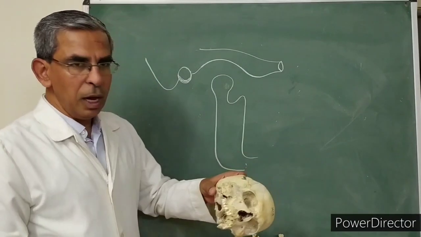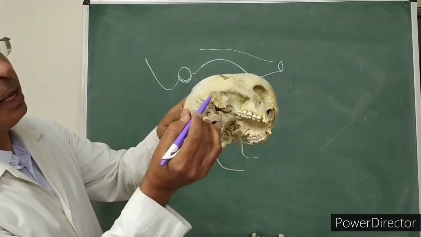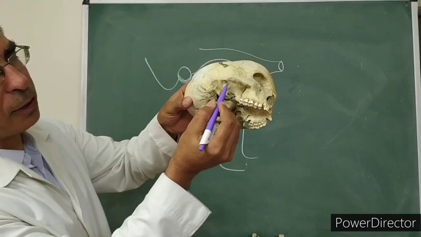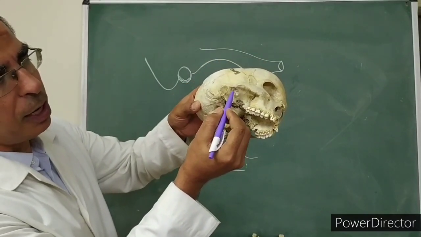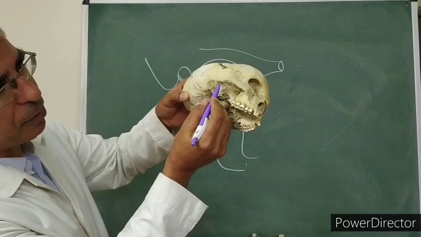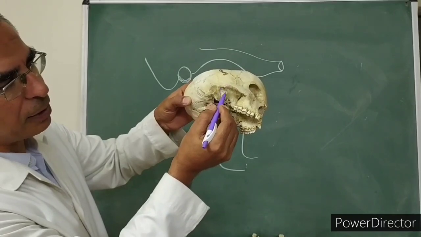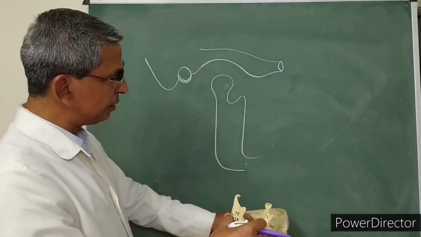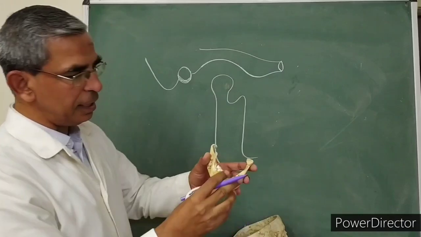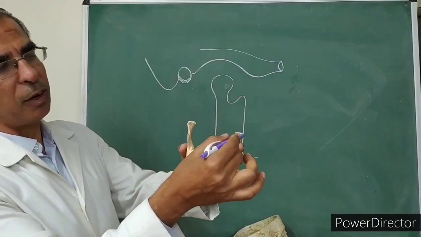So the articulating surfaces: superiorly, the articulating surface is formed by the articular tubercle. This is the articular tubercle here. This is the articular fossa, which is also known as the mandibular fossa or the glenoid fossa, which is limited posteriorly by the squamotympanic fissure. So this is the mandibular fossa and this is the articular tubercle, the superior articulating surface. Inferiorly, it is formed by the condyle of the mandible, the two condyles of the mandible here.